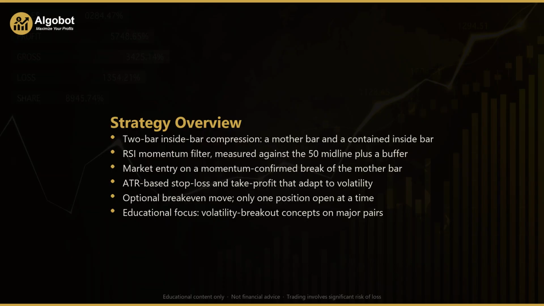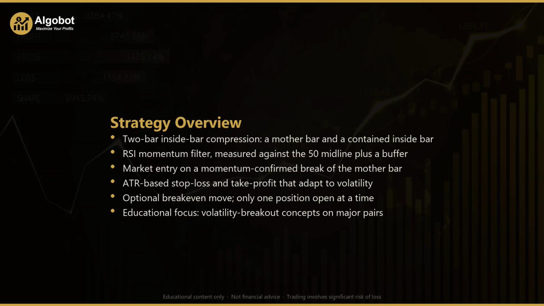out of that range. On its own, the inside bar has a well-known weakness. In choppy, directionless markets, it produces a lot of false breaks, where price pokes out of the range and then immediately reverses. This strategy tackles that weakness directly by adding a momentum filter using the relative strength index, or RSI.